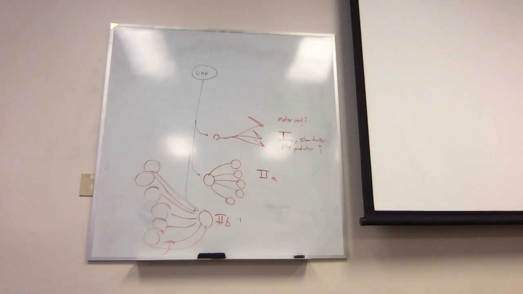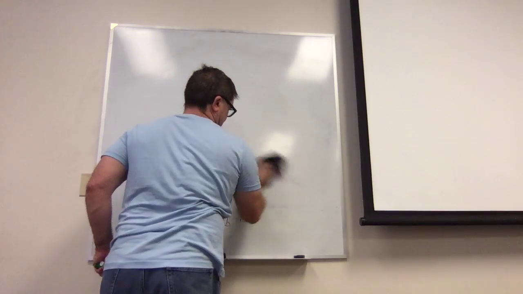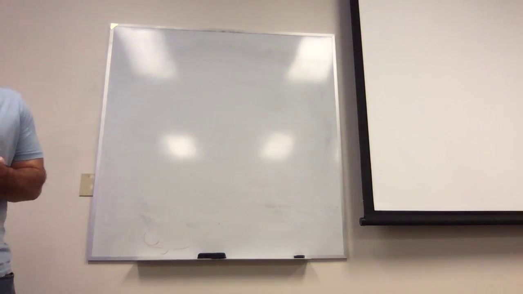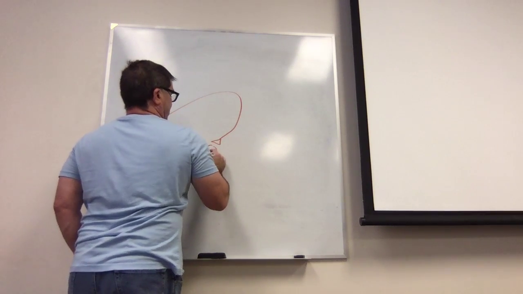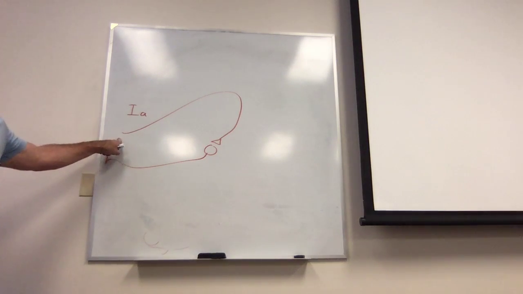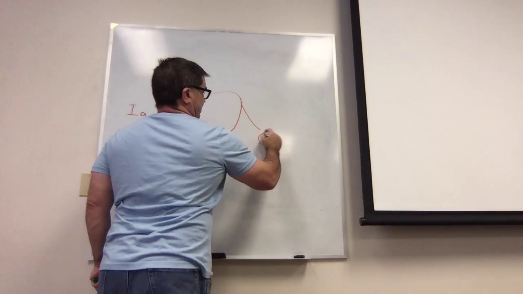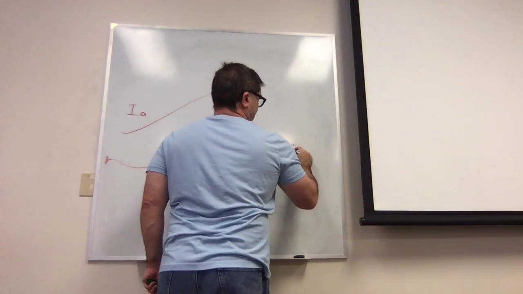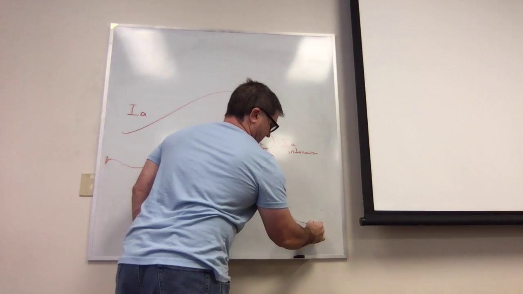Just going on to the next question, what activates the 1A interneuron? Would that be the 1A afferent? Right, yep. So the way that one worked is the 1A afferent comes back and activates the motor neuron going to the same muscle. That's the monosynaptic reciprocal innervation. It also activates the 1A interneuron, which inhibits a motor neuron going back.